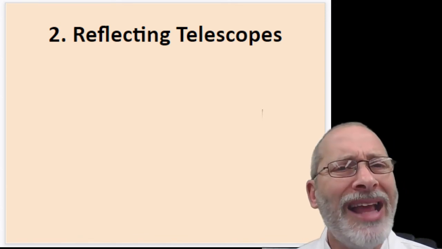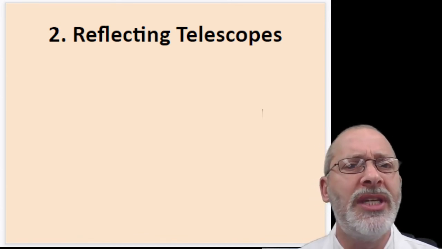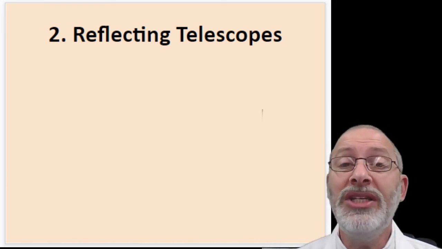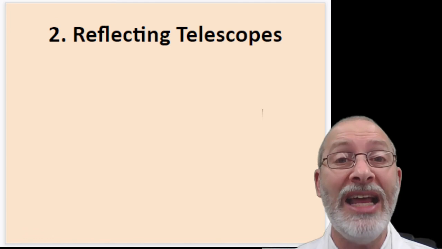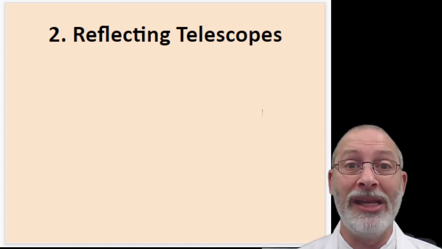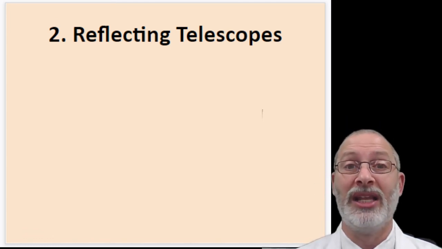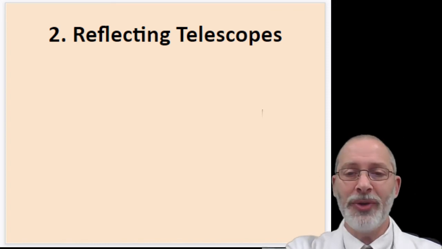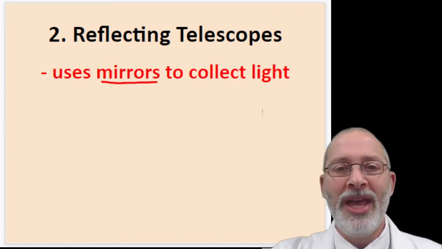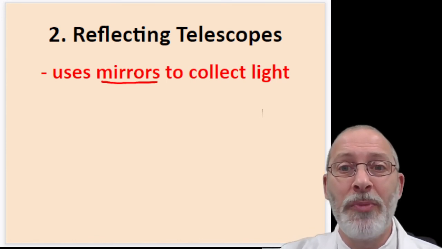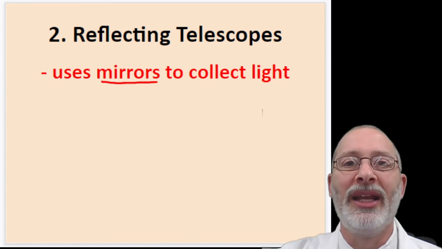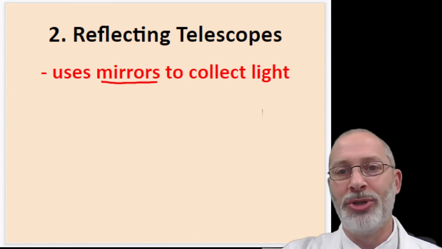Now, if a refracting telescope uses lenses to collect light, what do you think a reflecting telescope might use to collect light? Say it out loud if you think you know. That's right, mirrors. A reflecting telescope uses mirrors to collect light from a distant object.